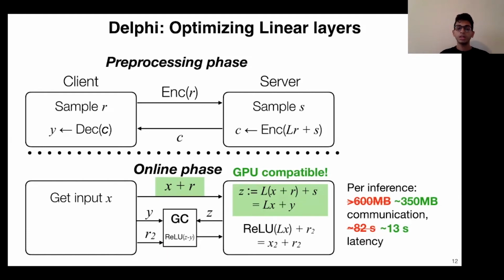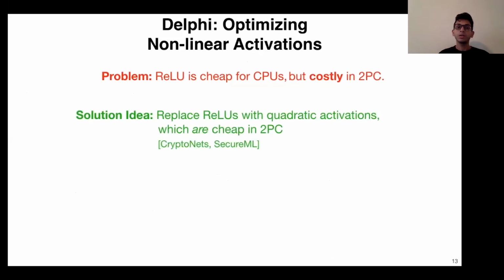Okay, but we still have this bottleneck of the garbled circuit, and let's see what we can do about that. So to optimize nonlinear activations, the first thing to note is that while ReLU is cheap for CPUs, it's not cheap in 2PC. This is because in the CPU cost model, bitwise operations are cheap, but what is cheap in the 2PC cost model is arithmetic operations such as multiplications. So a natural idea would be to replace the ReLU with something which is cheap in this cost model.